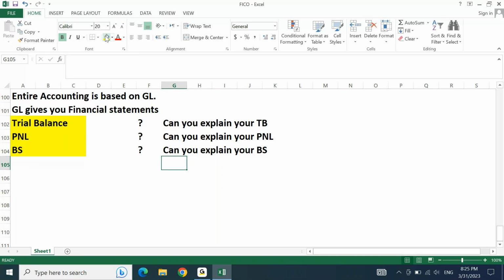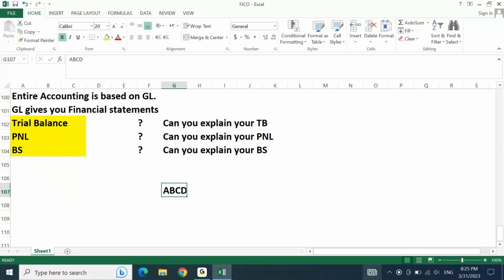Transactions from your practice? If you have created a company code, let's say ABCD company code, if you have generated a trial balance, can you explain that trial balance? If you have generated a P&L, can you explain that P&L? If you generated a balance sheet, can you explain that balance sheet? If you are not, something is very wrong with your training.